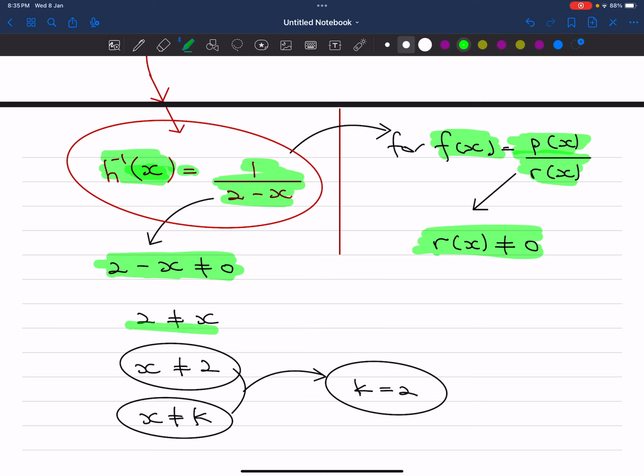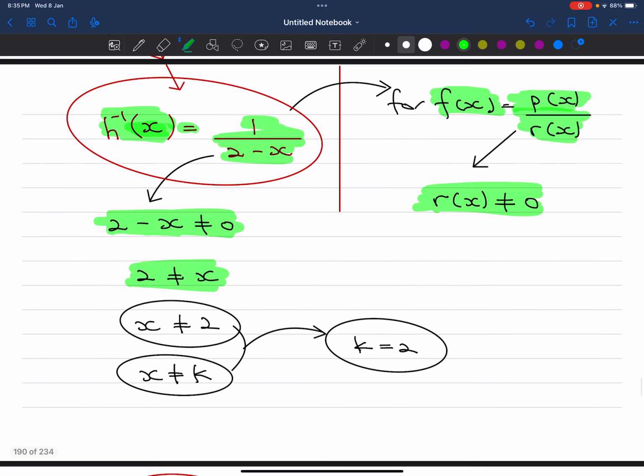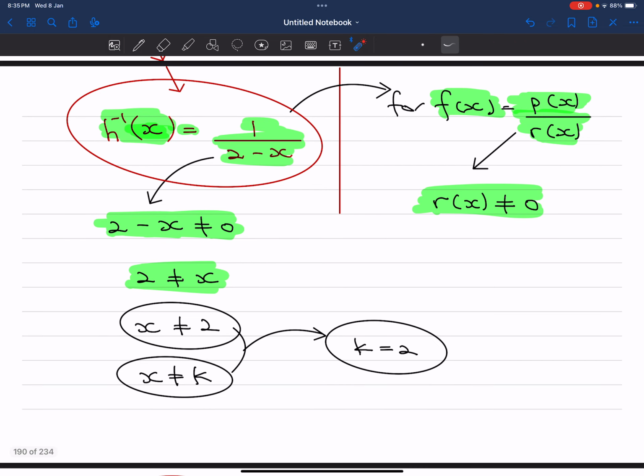So I transfer the negative x to the right hand side. I get 2 cannot be x. I just rewrite this same as x cannot be 2. Now if you compare x cannot be 2 with the one they give, x not equal to k, so 2 must be k. So our answer, k is 2. Part A done. We look at part B.